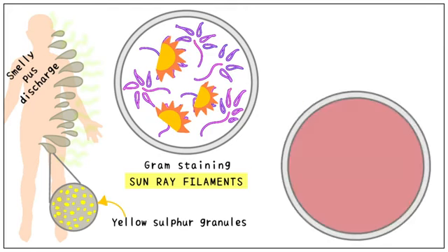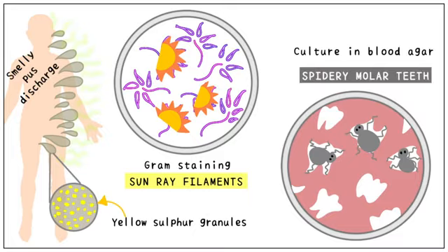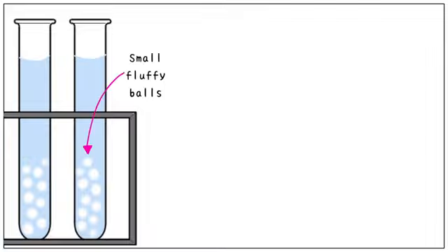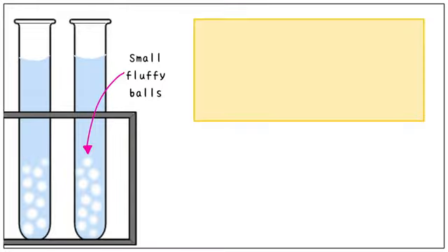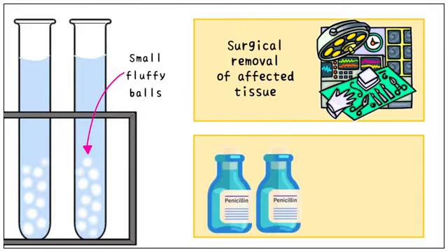We culture the bacteria using blood agar, where it forms colonies that resemble spidery molar teeth, which is another important feature for the diagnosis of actinomycosis. In liquid media, actinomyces form small fluffy balls below the surface of the liquid. For the treatment, it is necessary to surgically remove the affected tissue, followed by penicillin therapy.